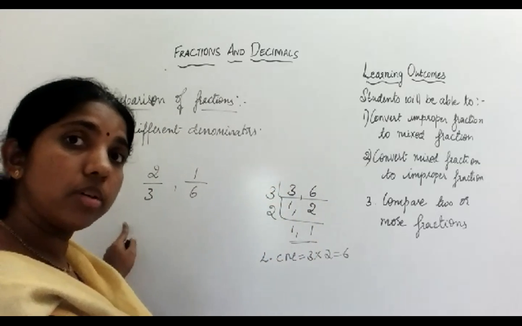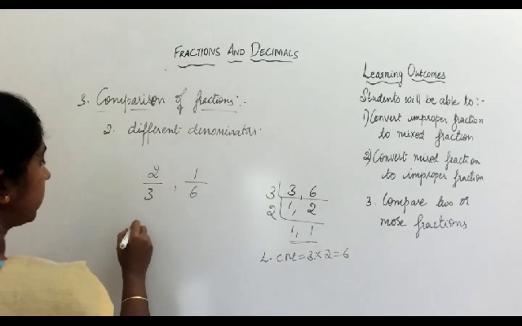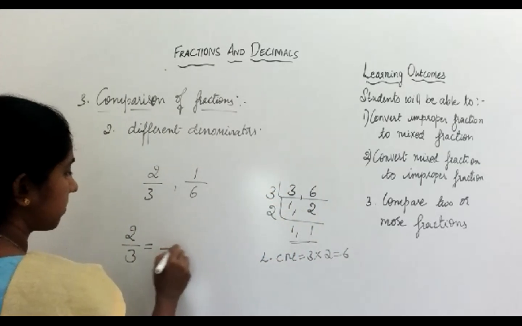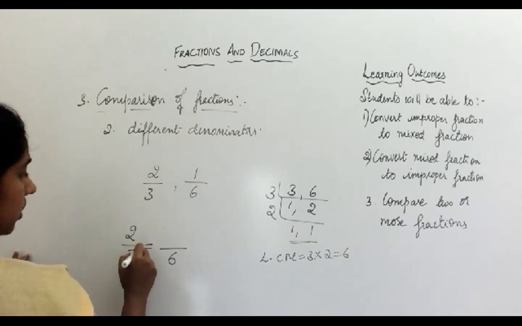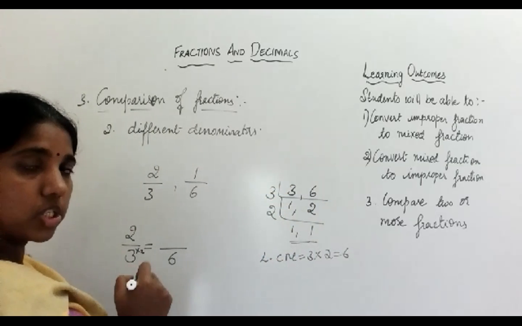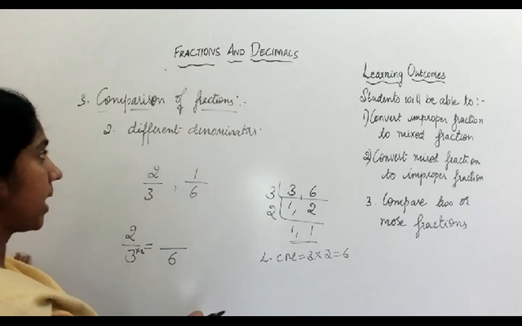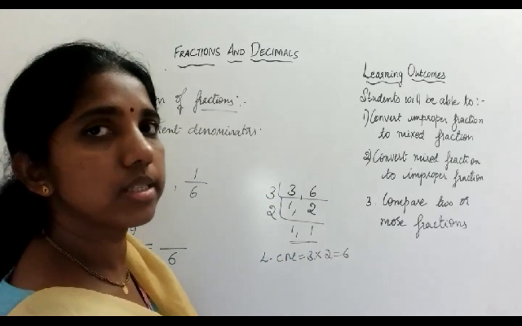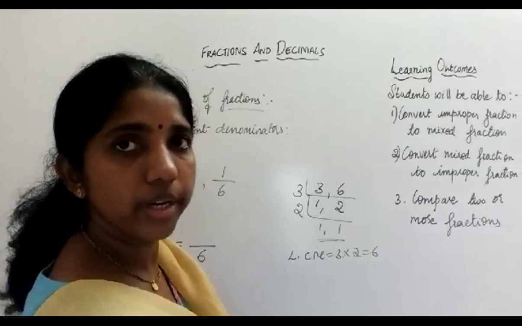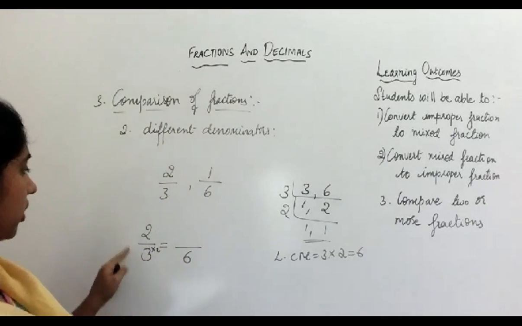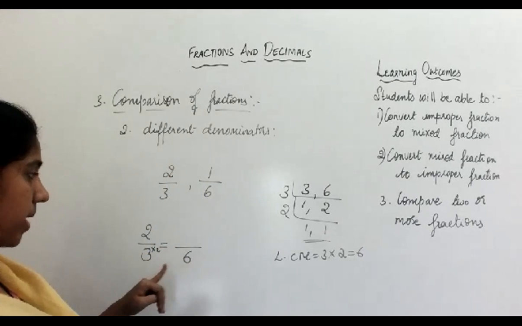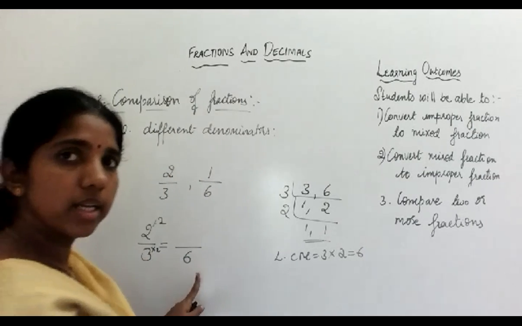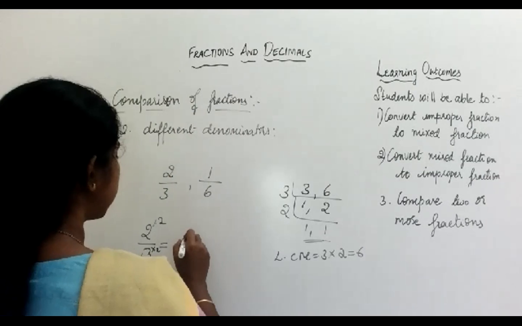So now you convert this to an equivalent fraction, which I have explained in earlier classes. We are converting into like fractions. So 2 by 3 into 2 by 2: I have to make the denominator 6, so I multiply both the numerator and denominator by 2, because 3 twos are 6. So 4 by 6.